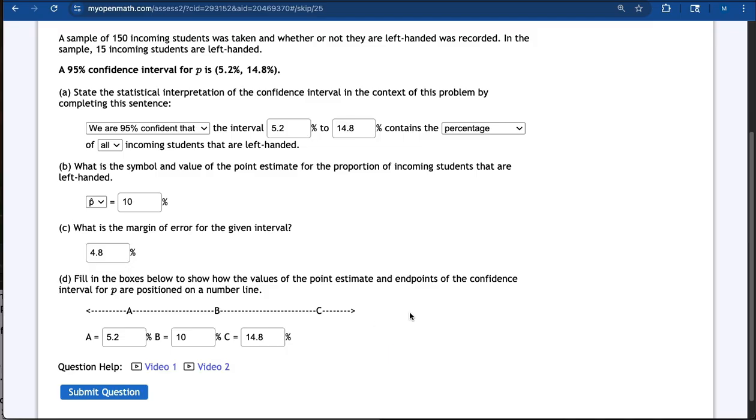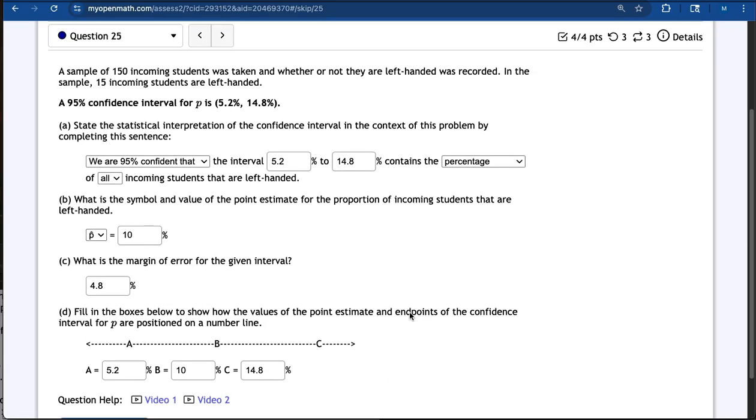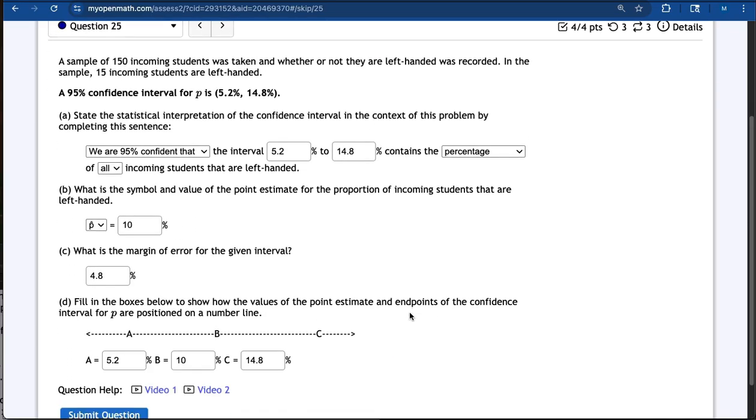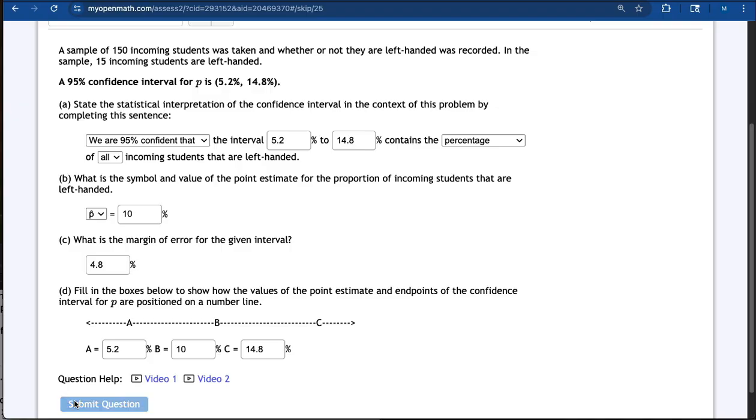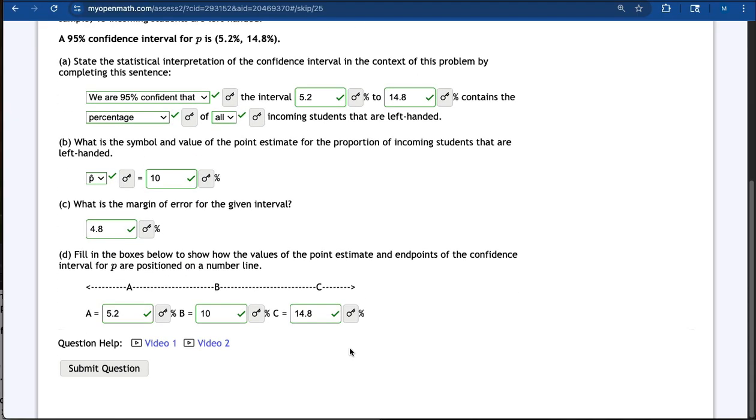So that's how you construct a confidence interval on a proportion. I'm going to hit submit, and we are done.